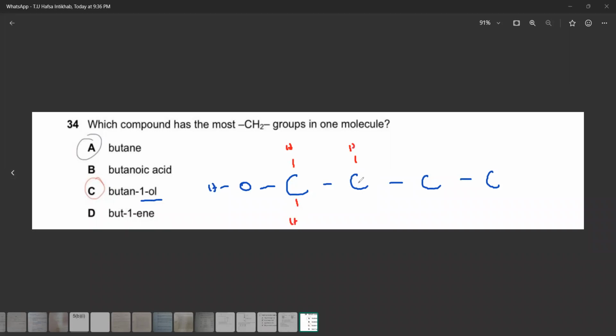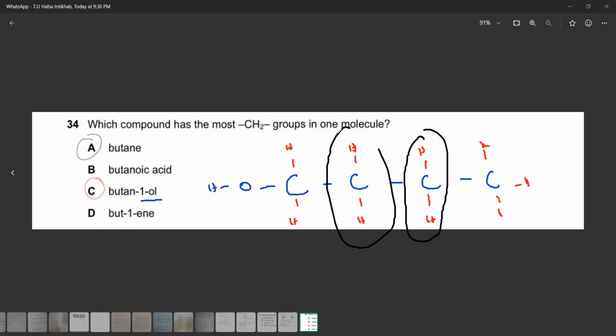This also has 2 bonds available, 1 hydrogen up, 1 hydrogen down. Again 2 bonds available, 1 hydrogen up, 1 hydrogen down. Then 3 bonds available, 3 hydrogen. So how many CH2 groups are there? This is 1, this one is 2, and this one is 3. That's why C is the right answer.